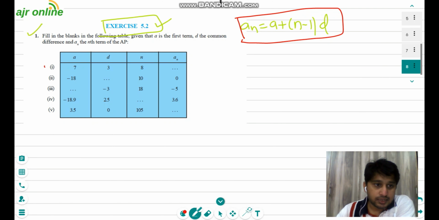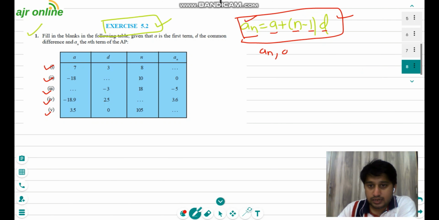The first question has 5 parts, and all of them are very easy, just based on this simple formula, an is equals to a plus n minus 1 d. As you can see, four variables are involved here: an, a, d, and n. Three of them are given, and you have to just find the missing term.